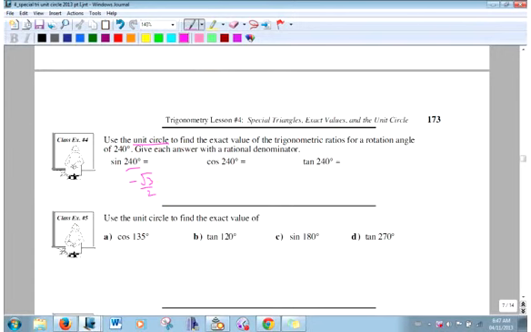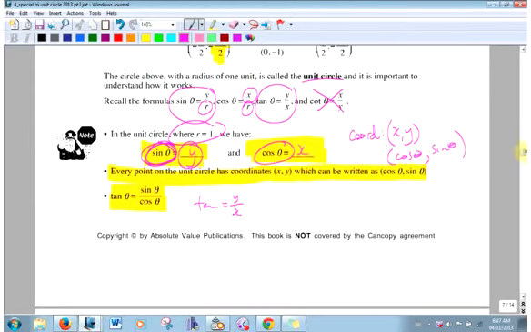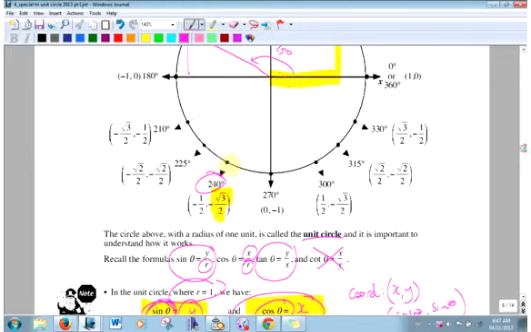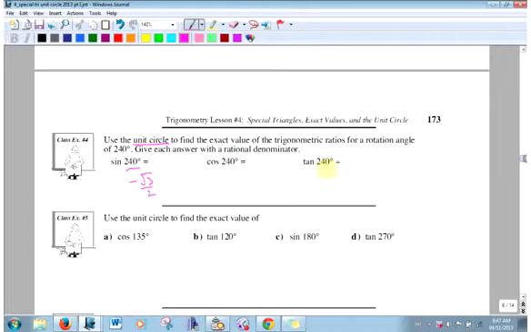Okay? Cos 240. Well, what's another way of saying the cosine of theta? That is the x coordinate. Here's 240. What's the x coordinate? Negative a half. Okay?